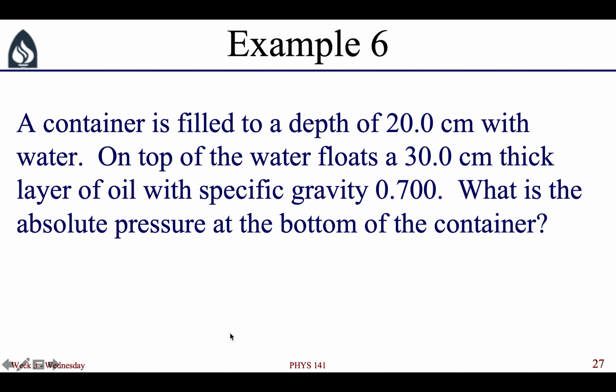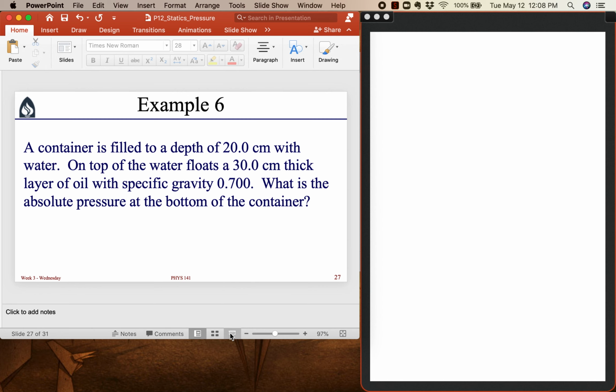So now let's look at this second example question. For this example, we have a container filled to a depth of 20 centimeters with water. On top of the water floats a 30 centimeter thick layer of oil with a specific gravity of 0.7. So what is the absolute pressure at the very bottom of the container? Once again, we'll draw a picture of this scenario.